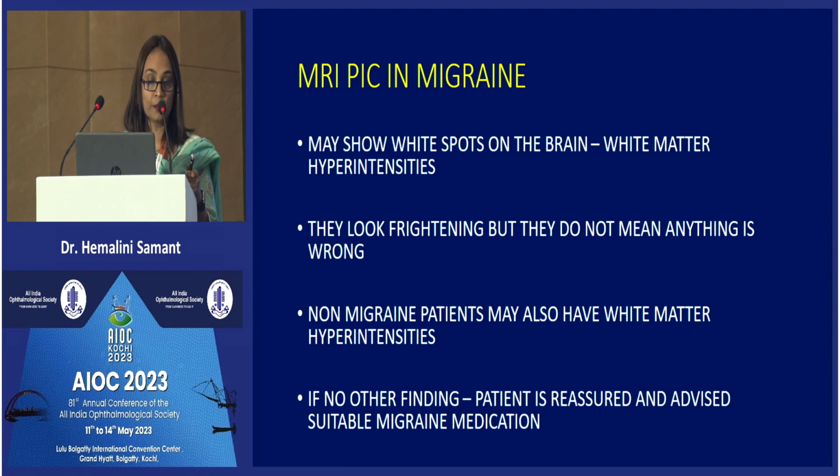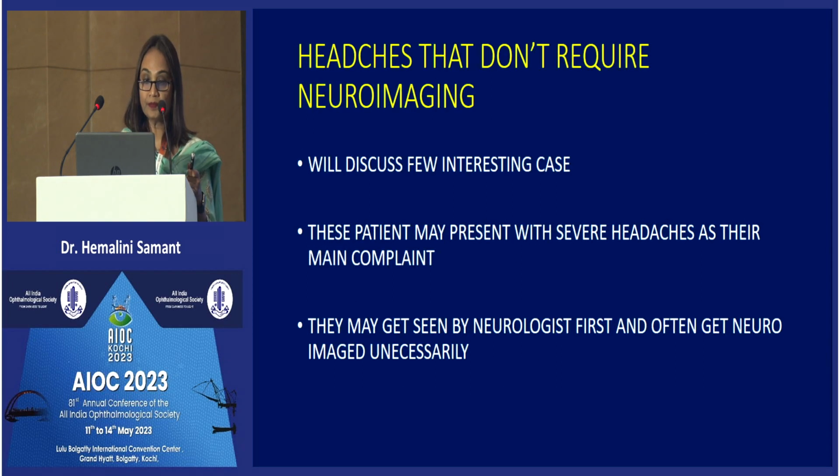So when you get neuroimaging done in a migraine, what will you see in the MRI picture? The MRI may or may not show a large number of white spots. These are white matter hyperintensities. They look very frightening when you see them, but they mean nothing wrong. Non-migraine patients also have these white matter hyperintensities, and hence no need for panic. But if there is no other finding, simply reassure the patient and advise a suitable migraine medication.